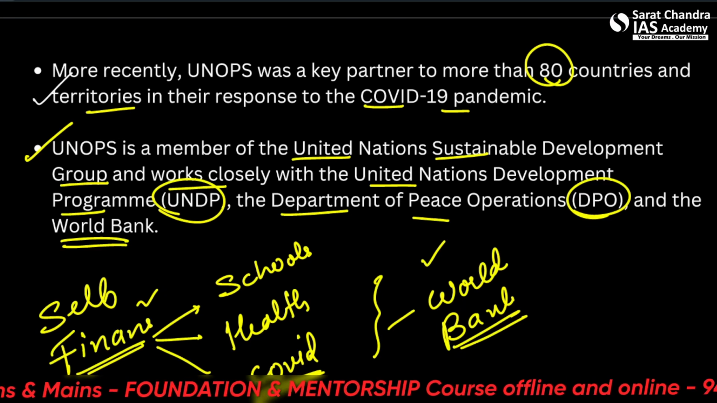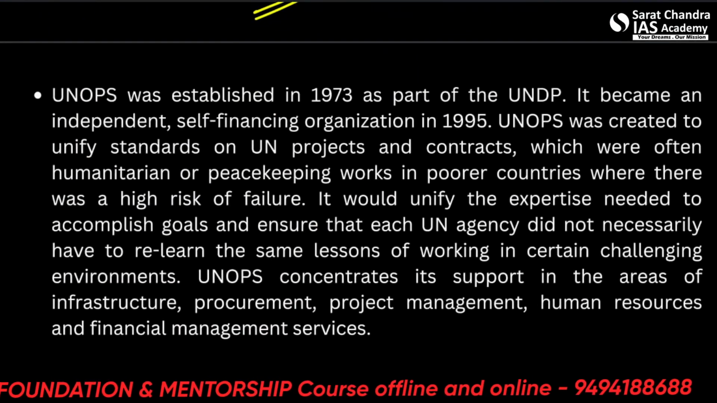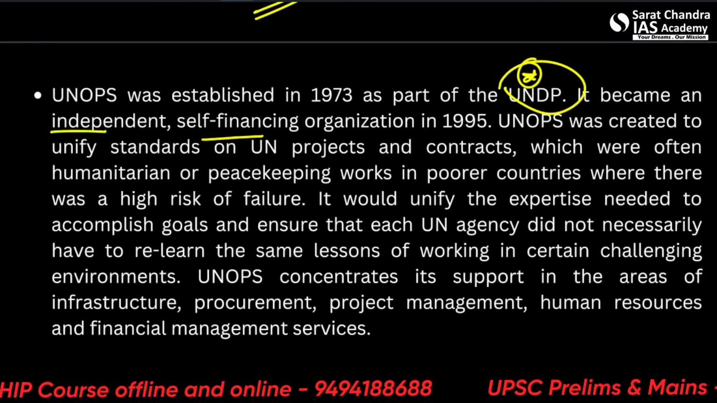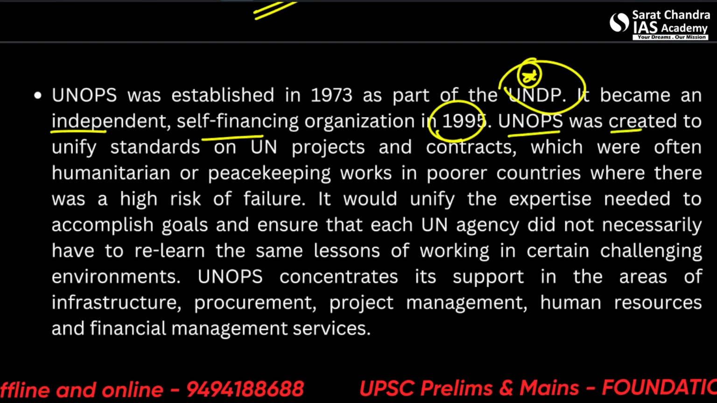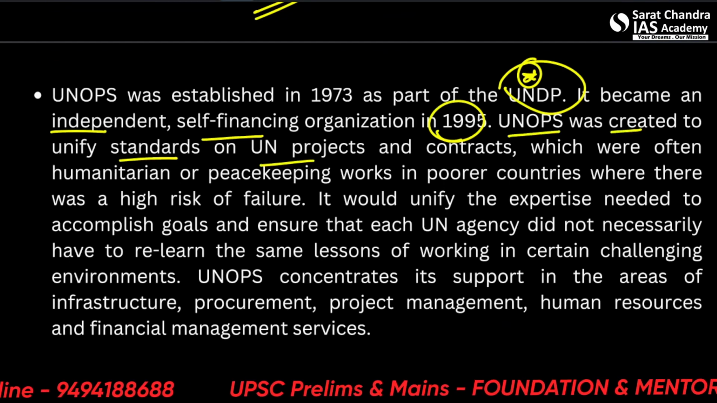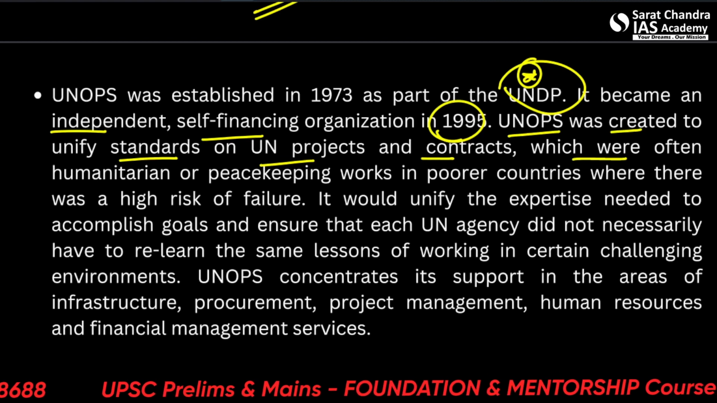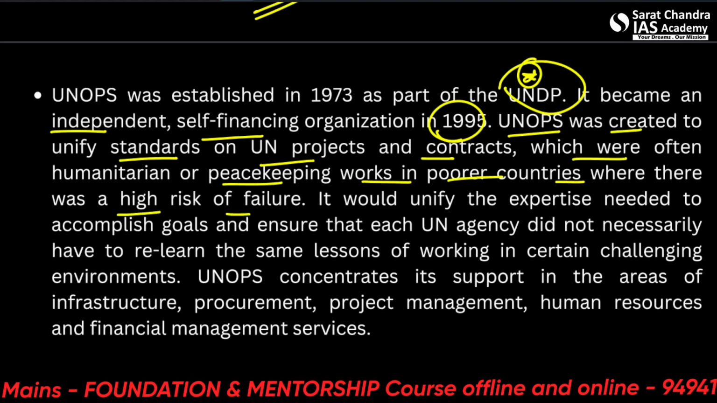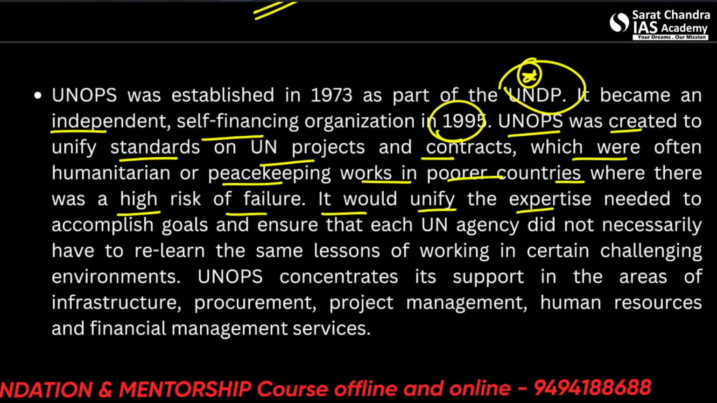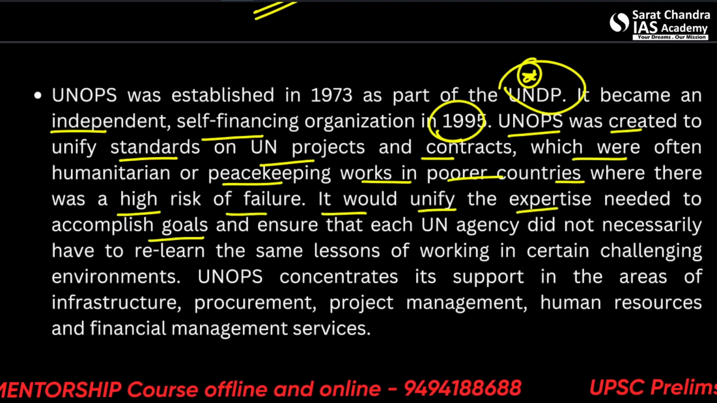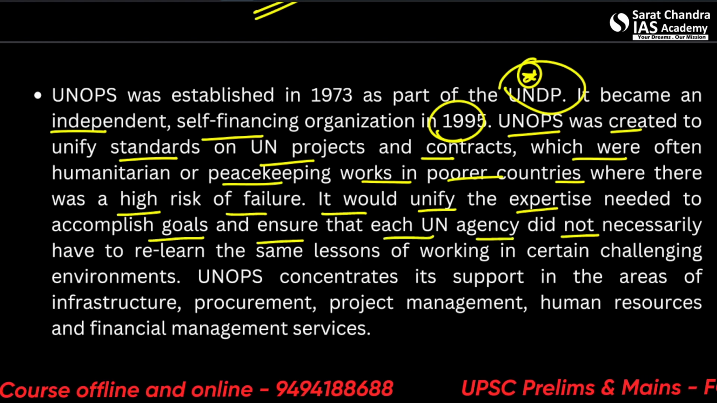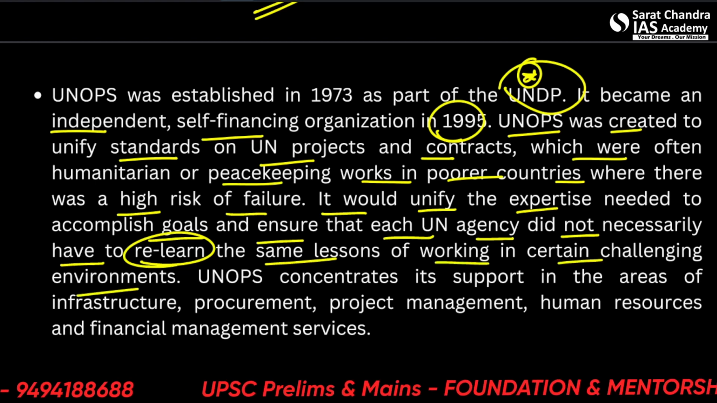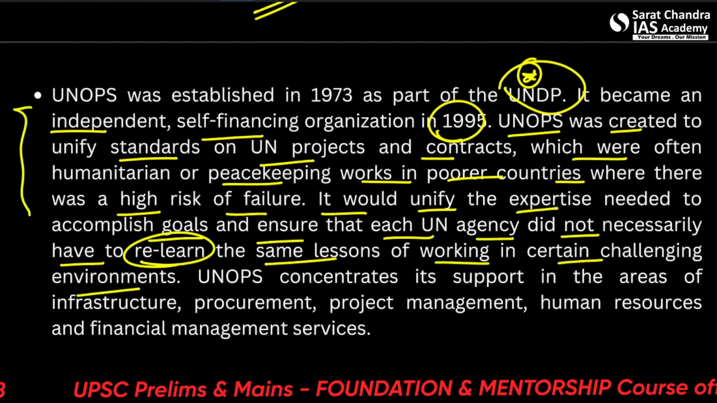UNOPS was established in 1973 as a part of the UNDP. This also please remember. It became an independent self-financing organization in 1995. UNOPS was created to unify standards on UN projects and contracts, which were often humanitarian or peacekeeping works in poorer countries where there was a high risk of failure. It would unify the expertise needed to accomplish goals and ensure that each UN agency did not have to relearn the same lessons of working in certain challenging environments. So this was the main objective of UNOPS.